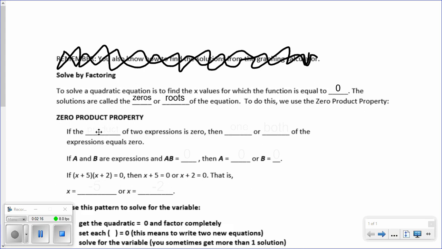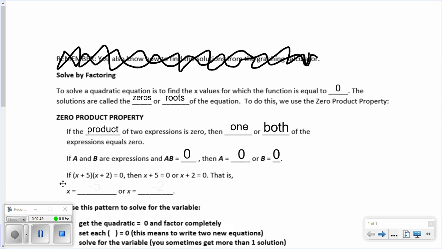The zero product property just says that if the product of two expressions, so when you multiply two things together, is 0, then either one of those expressions or both of the expressions has to equal 0. That's the only possible way you're going to get 0 when you're multiplying, is if one of the numbers is 0. So say a and b are expressions, well we'll say a times b equals 0. Either the a would be 0 or the b would be 0.